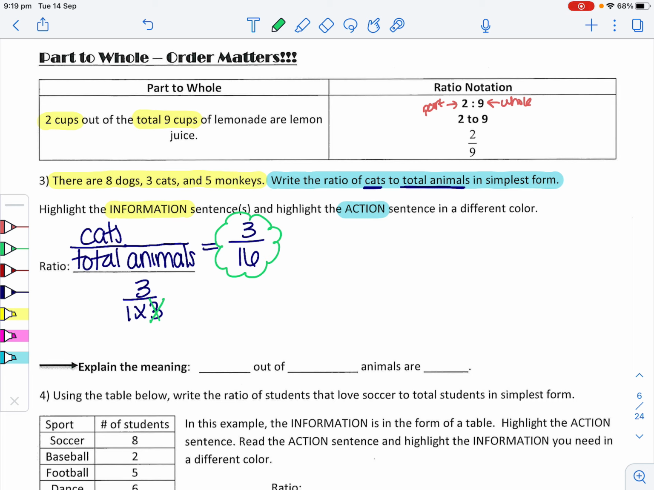So now I'm going to explain the meaning of this ratio, and part to whole ratios have a slightly different explanation because we're talking about the total amount. So to explain the meaning of this ratio, I'm going to say 3 out of 16 animals are cats. And this is because I'm talking about a part compared to the whole amount. And then I'm saying what that part represents. So 3 out of 16 animals in this group are cats. Okay.